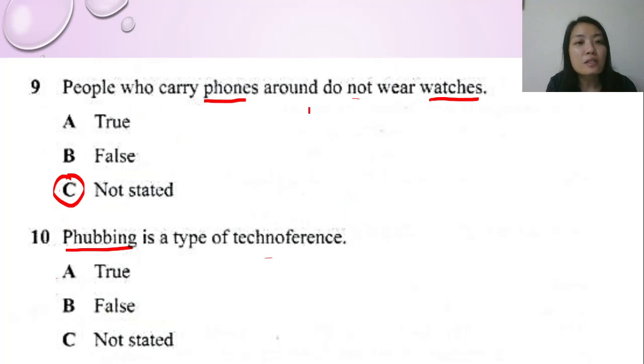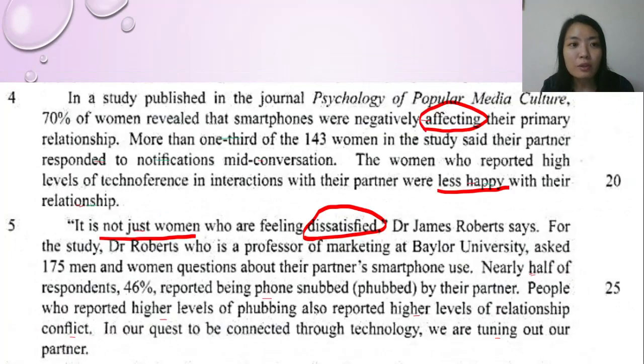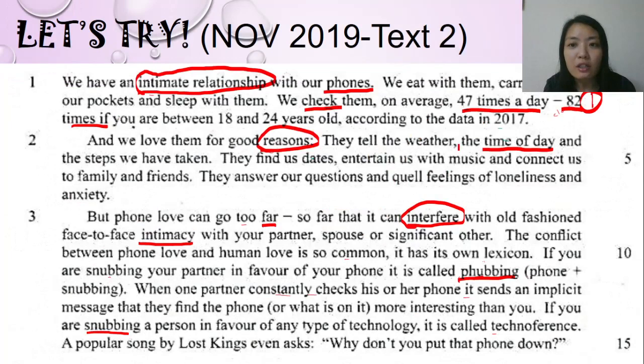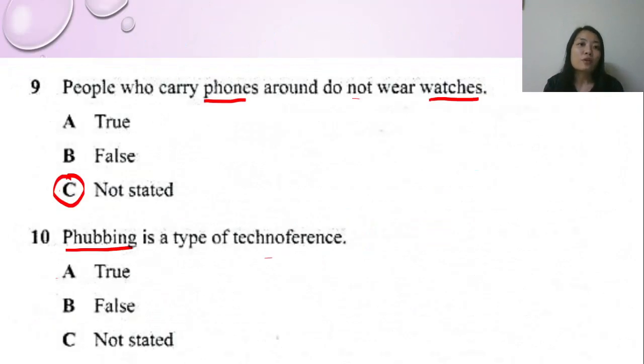Okay, let's say this sentence says people who carry phones always look at their phones for time. If it says always, you're not sure, so you have to put not stated. But if this sentence says people who carry phones look at it for time, then maybe you can say true, because yes, they look at it to find out the time of the day. Or if they say people who carry phones may look at it to find out the time of the day.